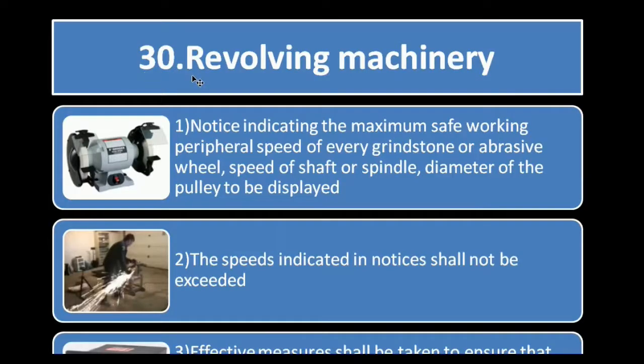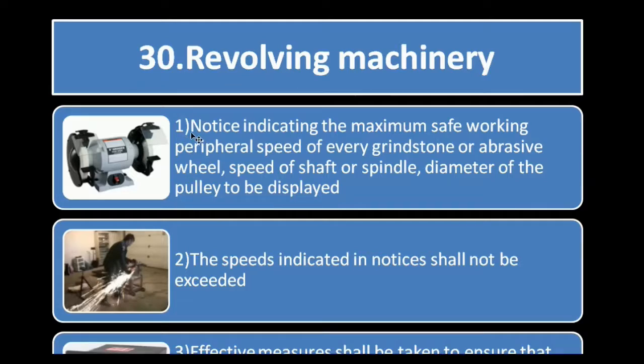Now we'll learn about section 30, that is revolving machinery. In this section we will be learning about speed of the revolving machinery, the notice to be displayed regarding the same, and the effective arrangement that is to be taken care of so that the maximum speed of revolving machinery is not exceeded. So we will go through this section one by one.